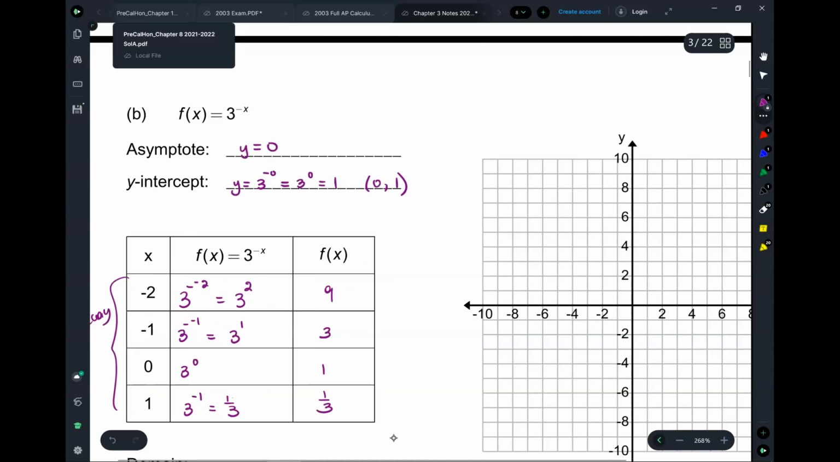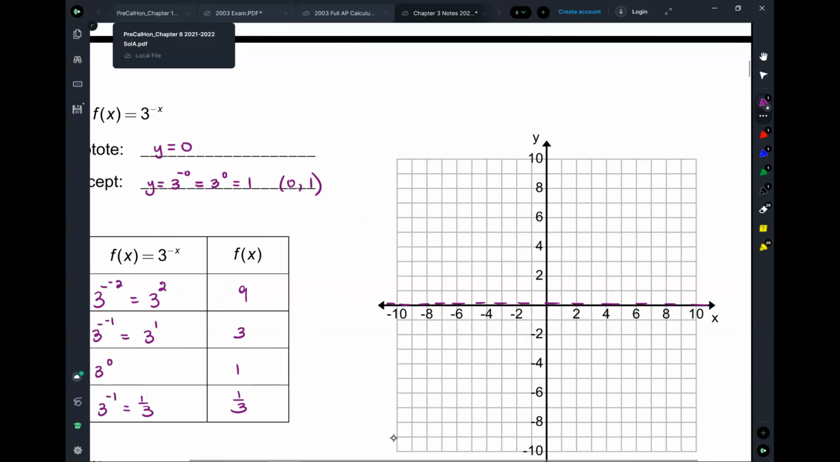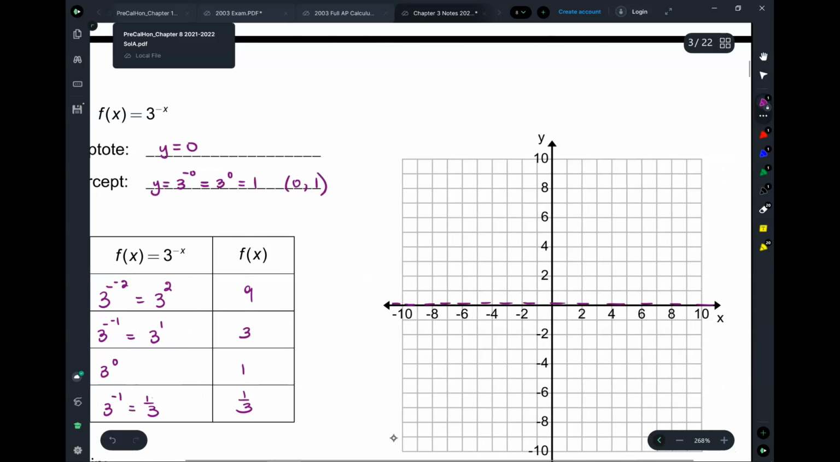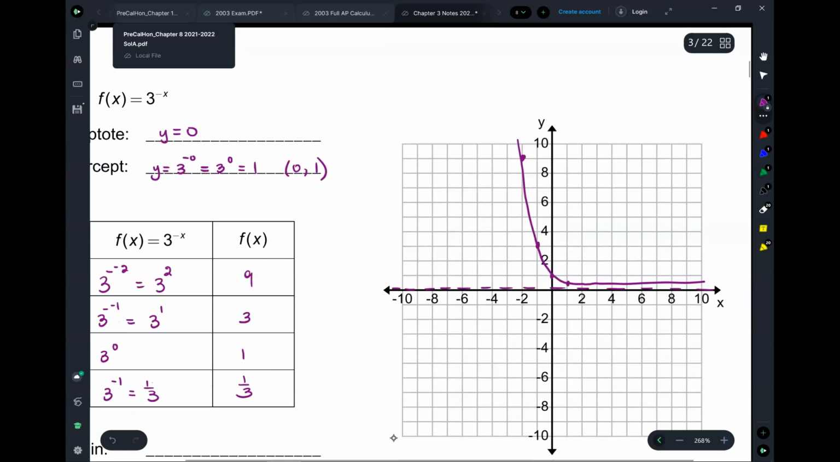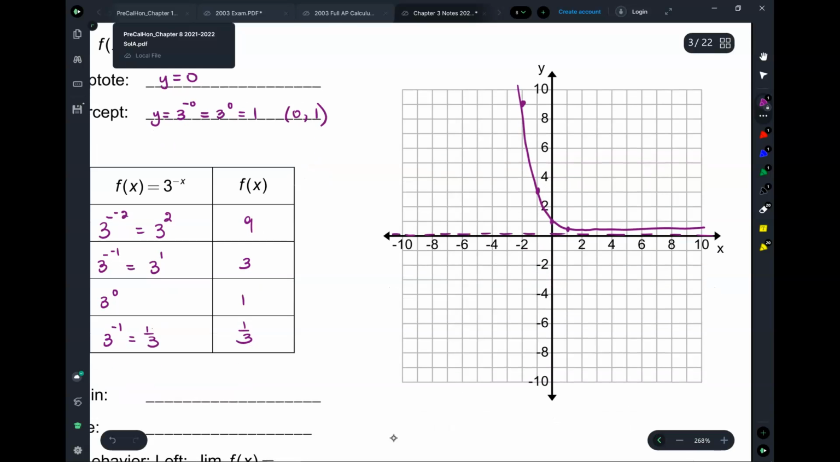Okay, first thing you do, put on your asymptote. So, -2 is at 9, 3, 1, and 1/3. And there. Okay? Fabulous. All right.